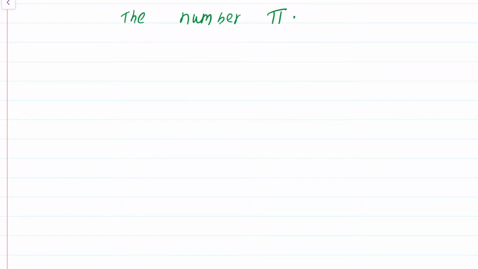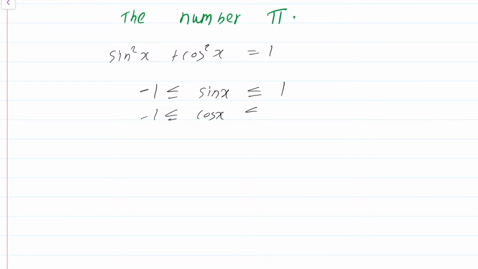In this module, we are going to define the number pi using the trigonometric functions and calculus. We already know that sine squared x plus cos squared x is equal to 1. This immediately gives us the following inequalities: minus 1 less than or equal to sine x less than or equal to 1, and minus 1 less than or equal to cos x less than or equal to 1. Now, we know from our familiarity with the trigonometric functions that all values in between minus 1 and 1 are indeed taken by both sine and cos, but we have not yet proved that rigorously.